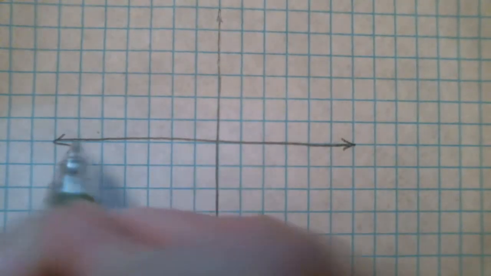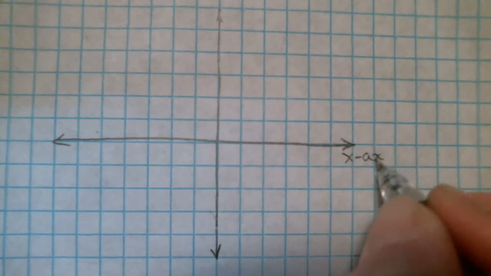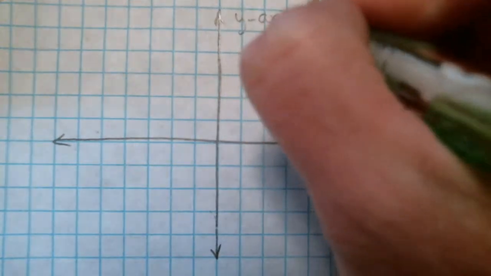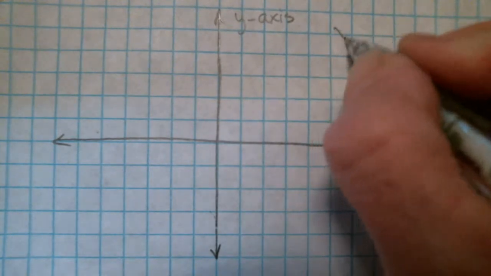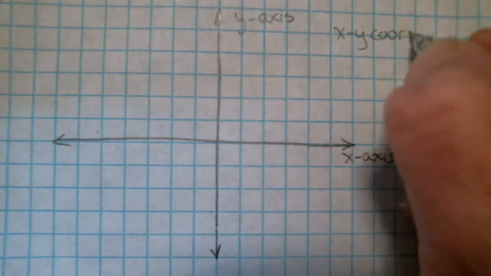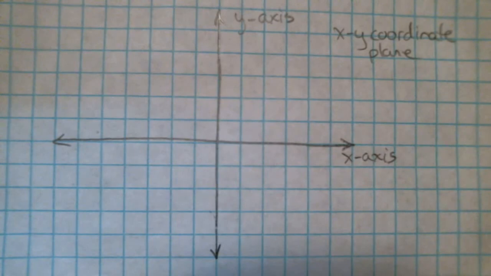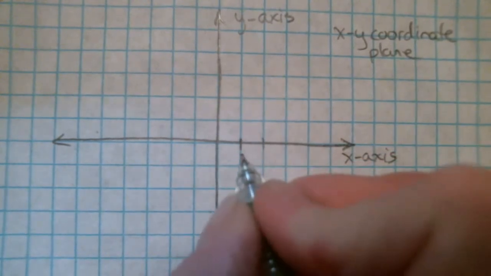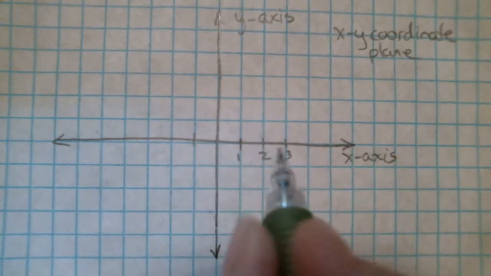So here are my number lines. The horizontal number line we'll call the x-axis, and the vertical number line, make that a little darker, we'll call the y-axis. So this is called an XY coordinate plane.